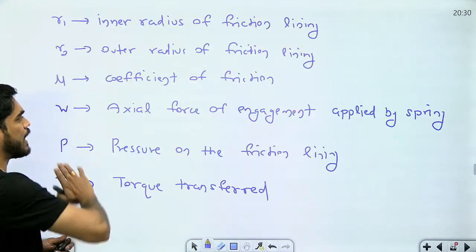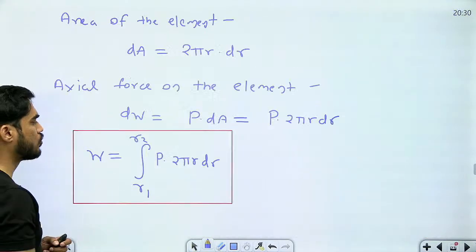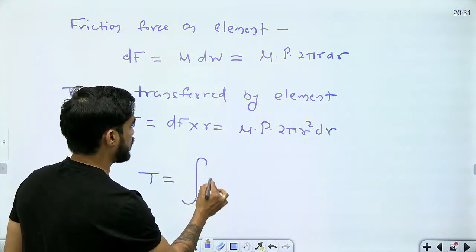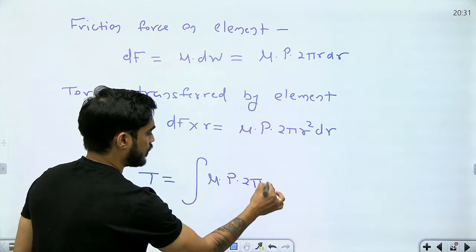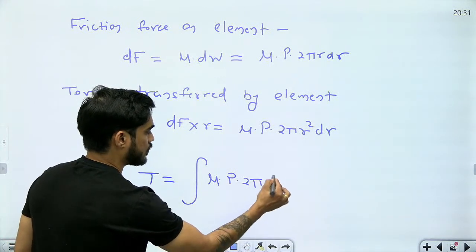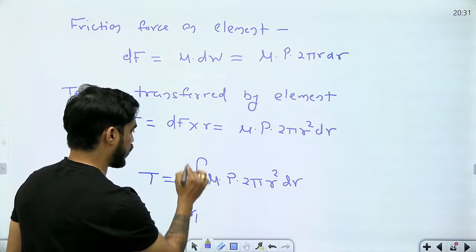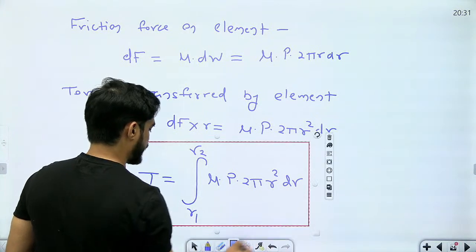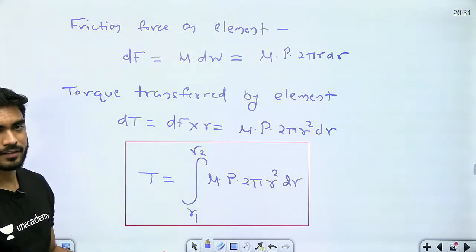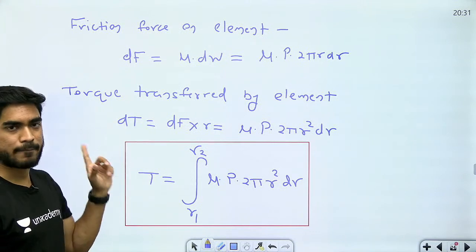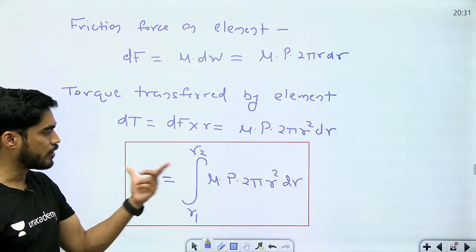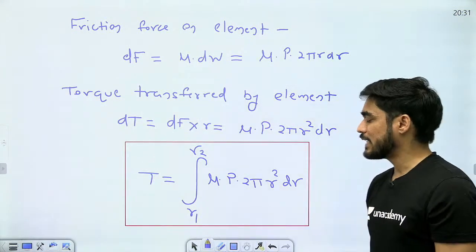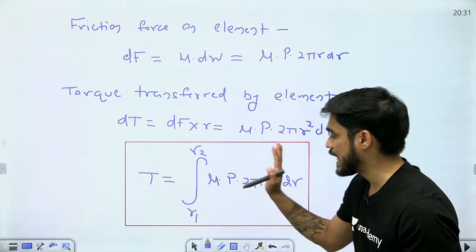I need the torque transferred by the complete area. So what will I do? I will again integrate this relation. So this will become mu into P into 2 pi R square dr from R1 to R2. So this is the torque transferred by the plate clutch. But in order to find this, I need to integrate it, and right now I can't integrate it. Why? Because right now I don't know the relation between P and R.